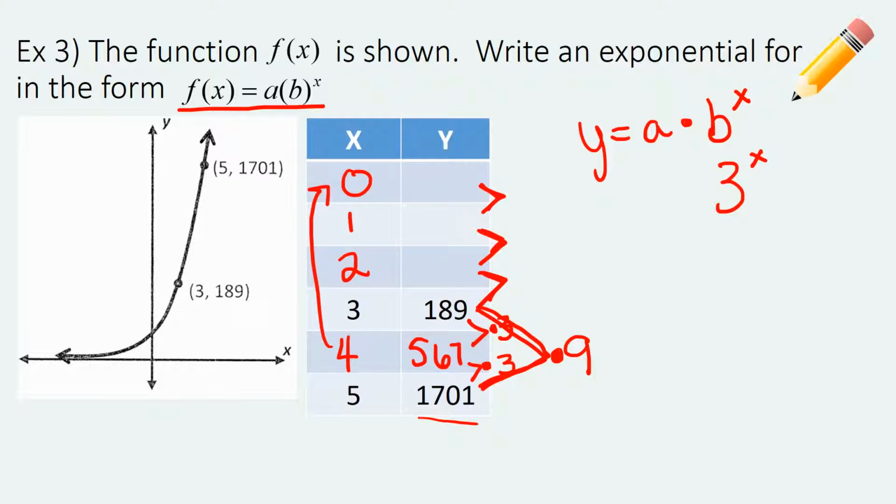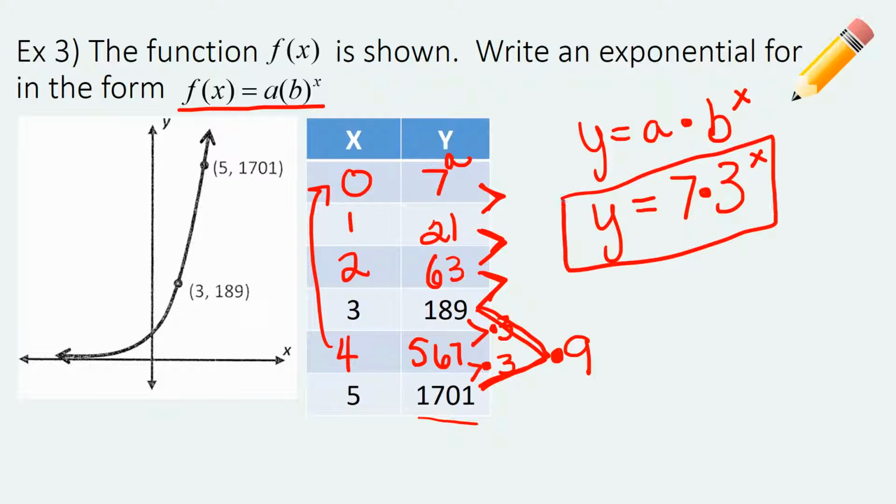So if I take 189 divided by 3, I get back 63. And if I divide that by 3 again, I get back 21. And if I divide by 3 again, I'll get back 7. So that a value is going to be 7. So my function is y is equal to 7 times 3 to the x.